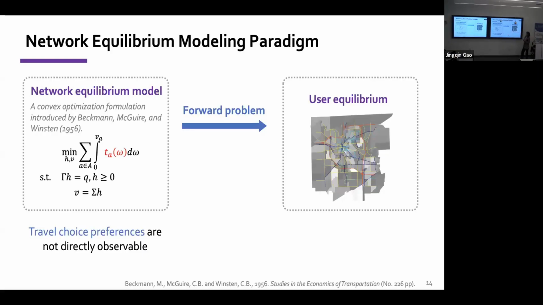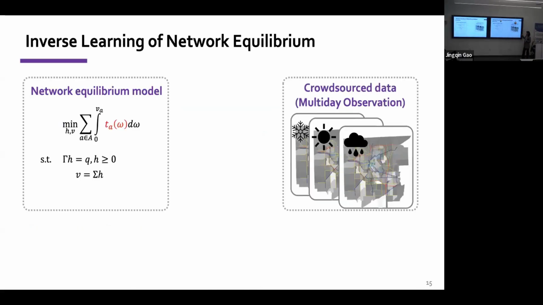So what are the new opportunities brought by cross-source data? Even though we still do not directly observe people's travel choice preferences, we don't observe why people choose the route, we can indeed observe which route or which path they actually choose through this cross-source data, like mobile phone data, connected vehicle data, or social media data. And what's even better, we have a continuous observation of the travel system. We can observe the system for multiple days, and also, for example, under different weather conditions, the travel pattern will be different.